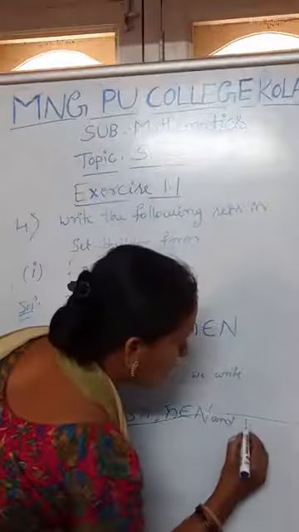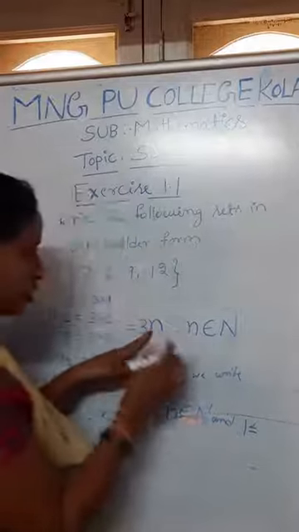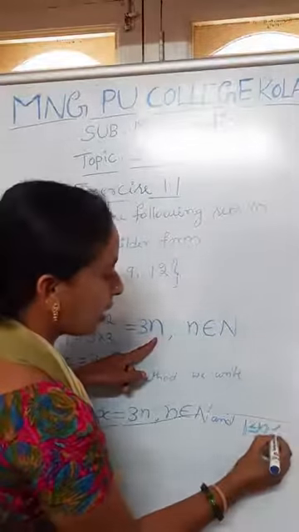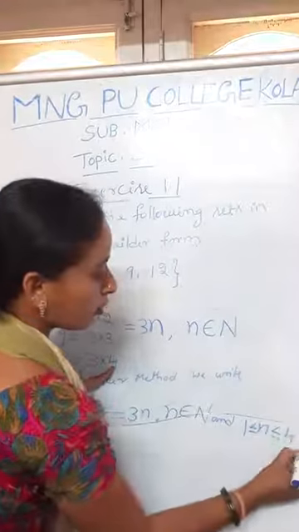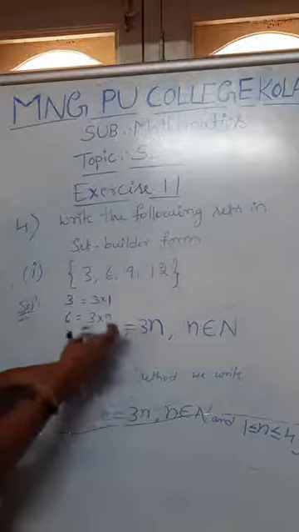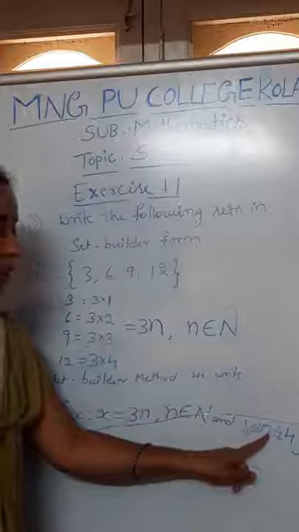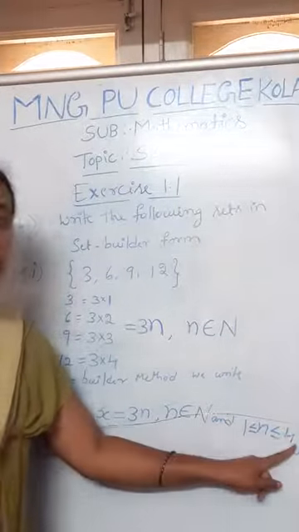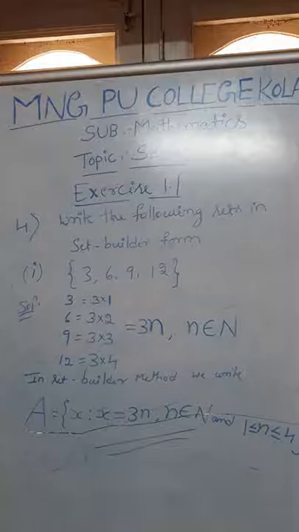Starting from 1, less than or equal to this natural number n, and ending point 4. So this n value lies between 1 and 4. That's why I write here 1 is less than or equal to n is less than or equal to 4. So this is the set builder method.